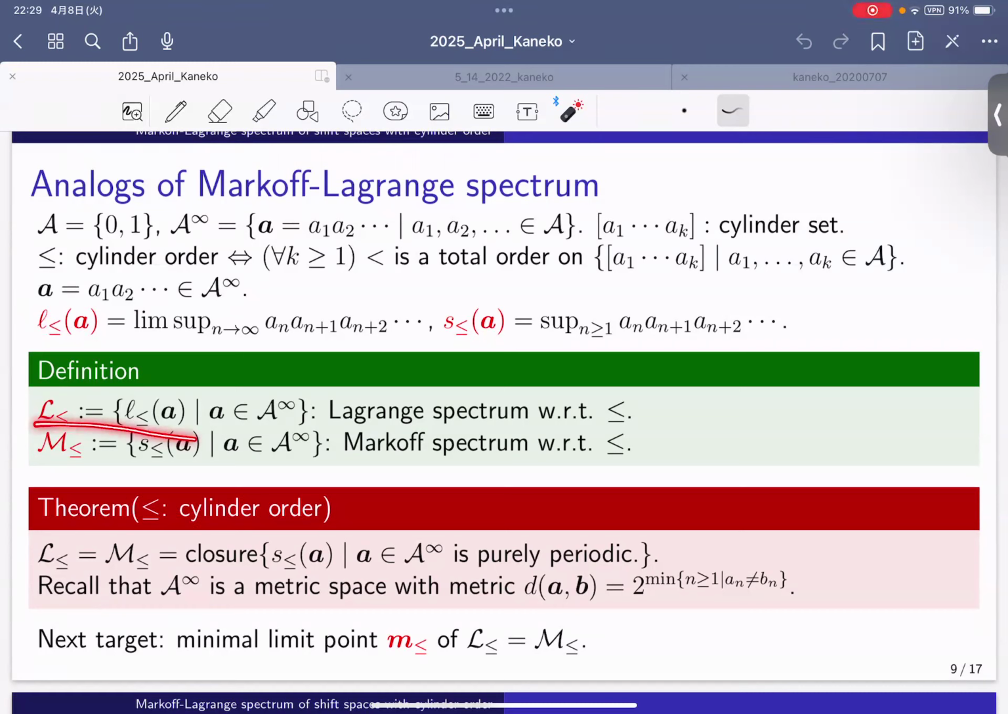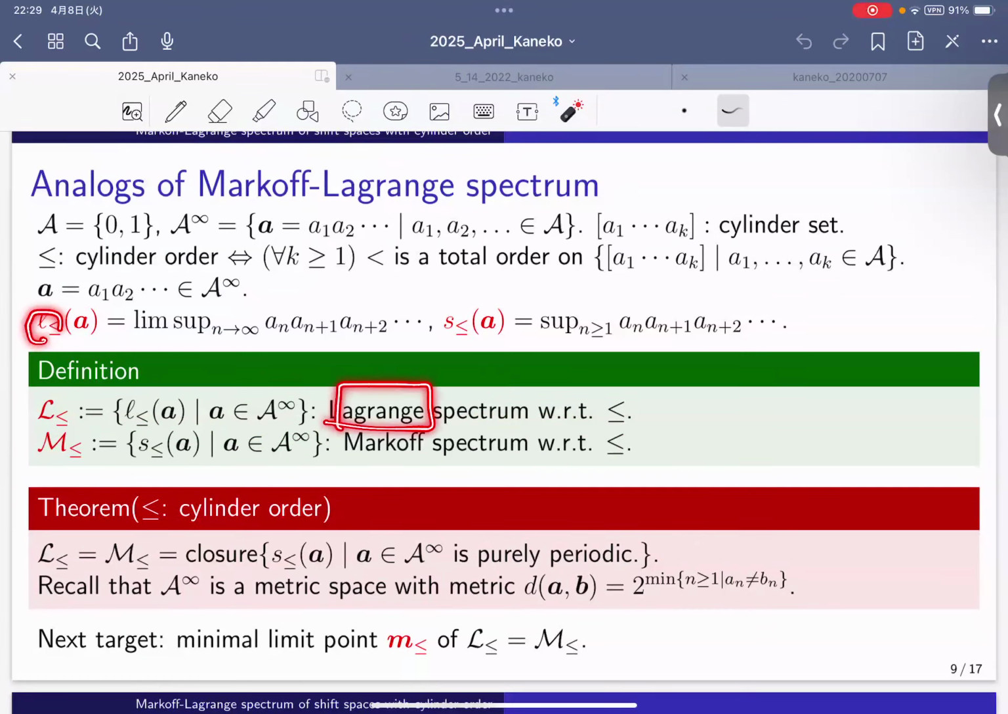In the classical theory, this one corresponds to the Lagrange spectrum, because the Lagrange spectrum is related to the lemma sub of continued fractions, and the Markov spectrum is related to the sub of continued fractions. This is a natural analogy.